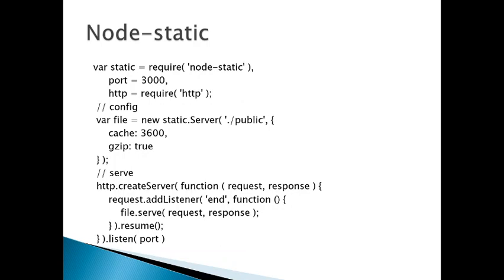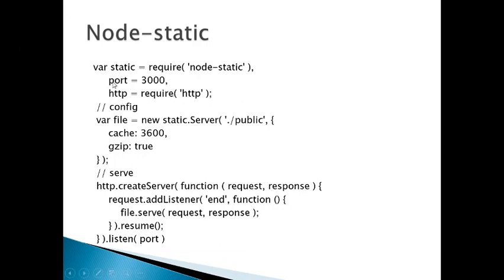To create a node static server, we have to include that node static. Before that, keep in mind we have to install that node static server. To install it, we run: npm install node-static. By doing this, node-static will be installed at this specific place. We have to require that node static into our JS file.